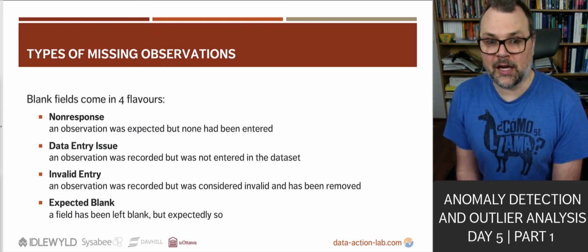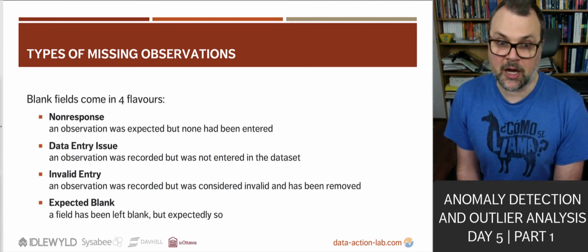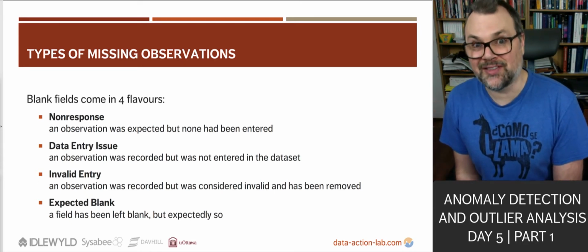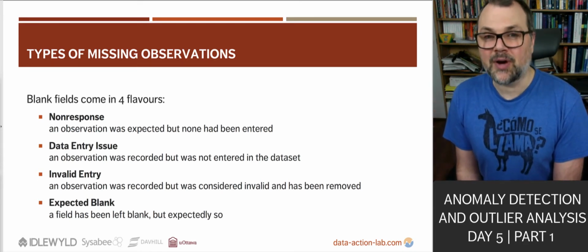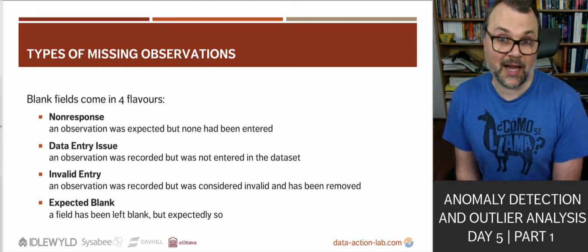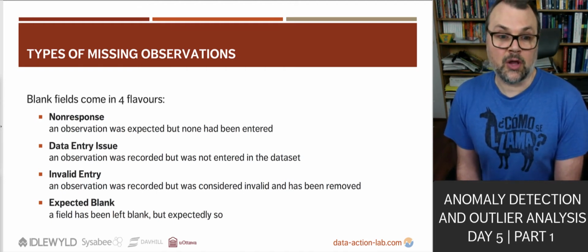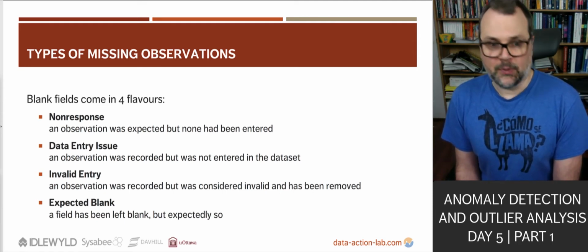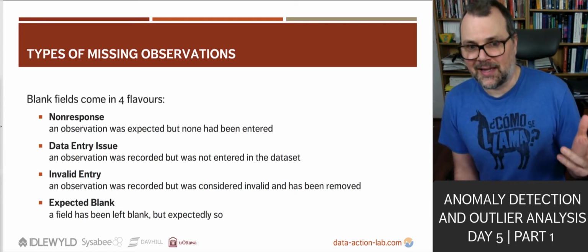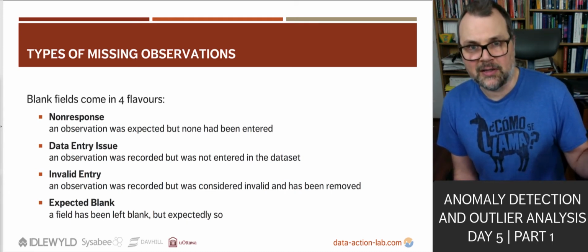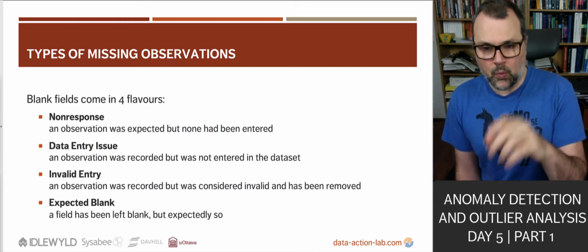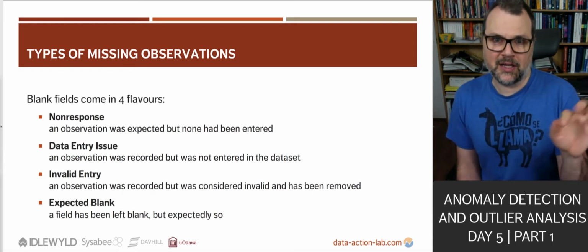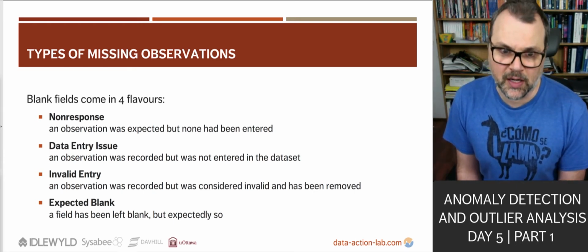There could have been a data entry issue. It's conceivable that an observation was actually recorded on paper, say, but it was never entered in the data set. Now this is less and less of a problem, but with legacy data sets that could still happen. Sometimes they would have entered the wrong one. It would have been an invalid entry. The observation was recorded and it was entered. At some point, some people did the analysis and said, oh, this observation here is invalid. We'll talk about that later as well. We've removed it. So now it's missing. But it used to be there.